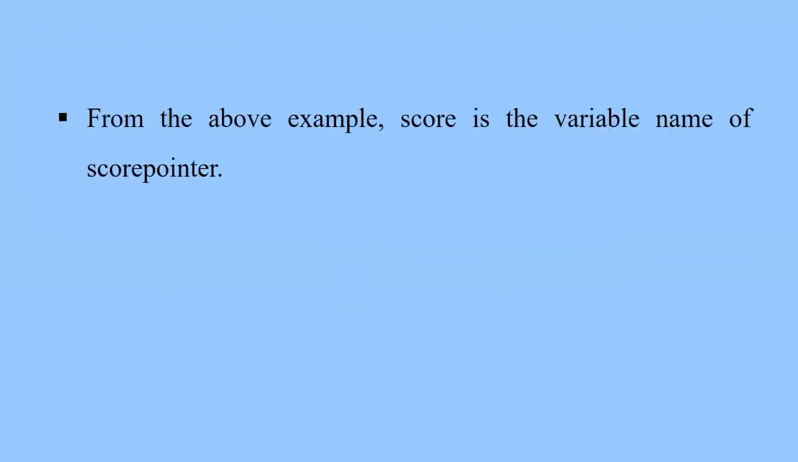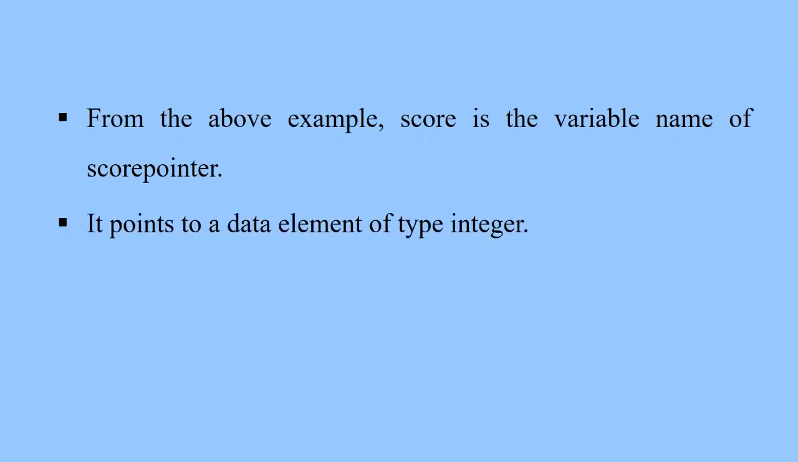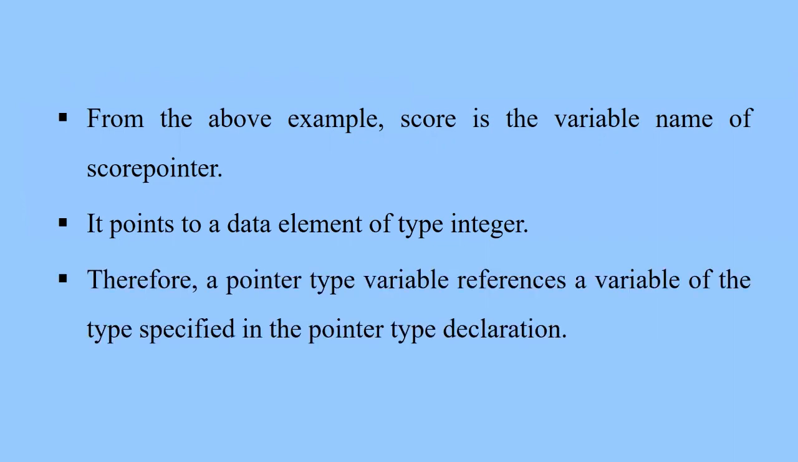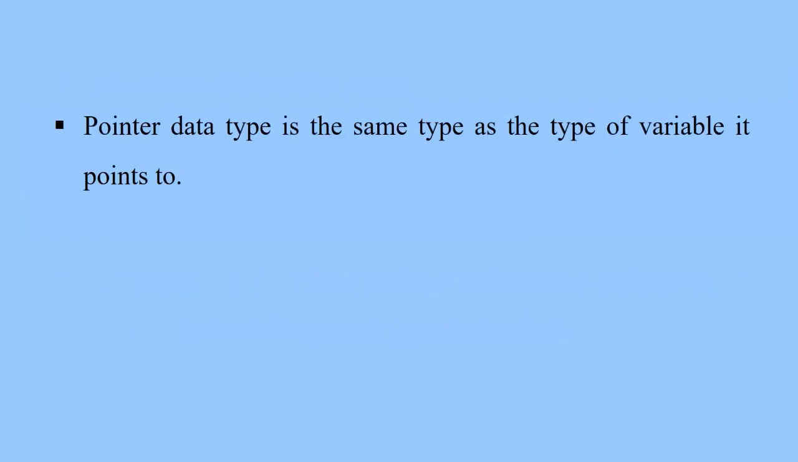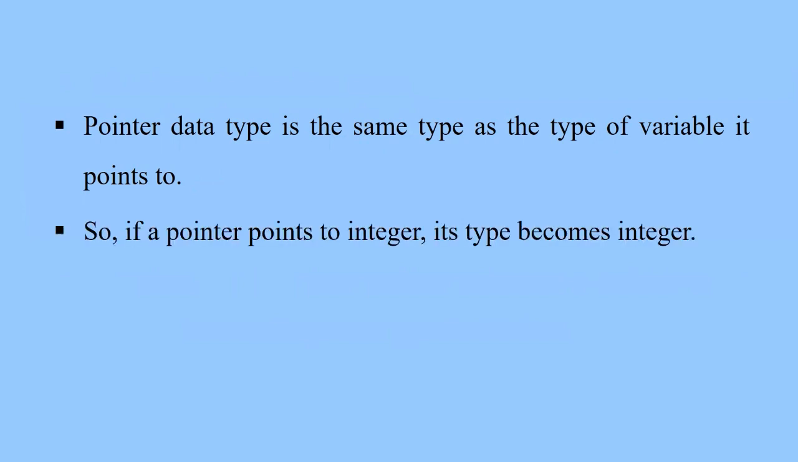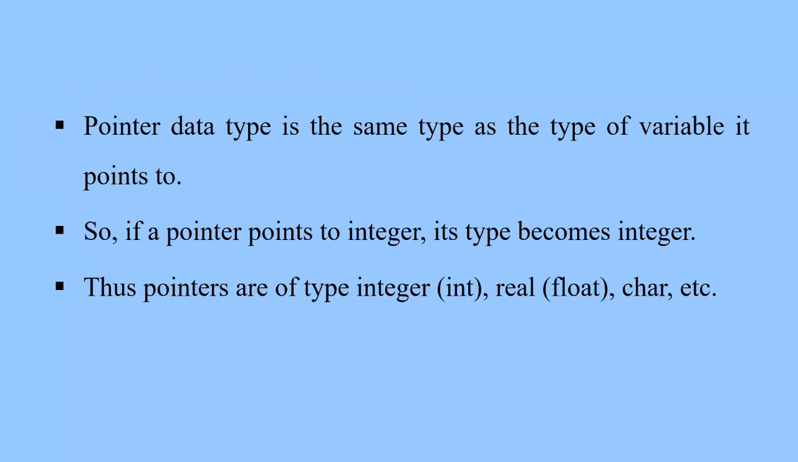From the above example, score is the variable name of score pointer. It points to a data element of type integer. Therefore, a pointer type variable references a variable of the type specified in the pointer type declaration. Pointer data type is the same type as the type of variable it points to. So if a pointer points to an integer, its type becomes integer. Therefore, pointers are of type integer, type real or float, type char, etc.